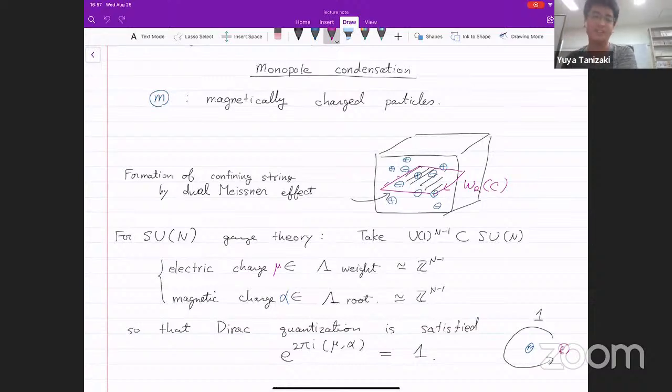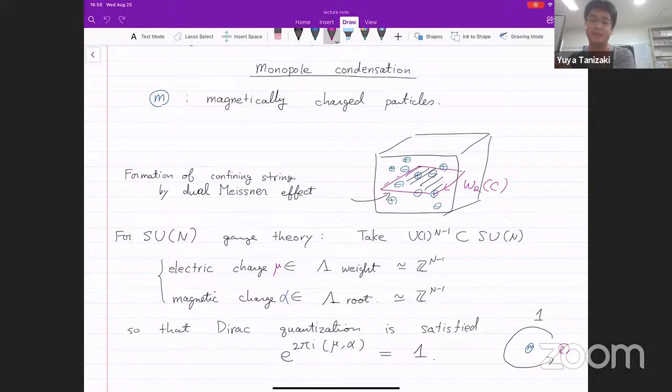So monopole condensation: we should consider a magnetically charged particle in 3+1 dimensions. If we have this kind of state, in three-dimensional space where we cut some spatial slice, and this magnetically charged particle is freely created in the vacuum, then if we introduce an electric test particle, the electric flux emitted from this test particle should be correlated, because it's a dual of the Meissner effect.